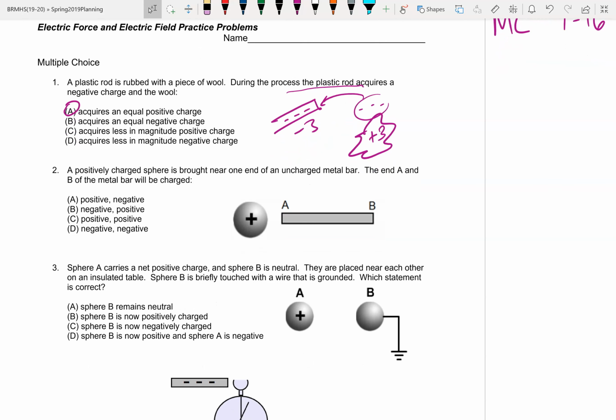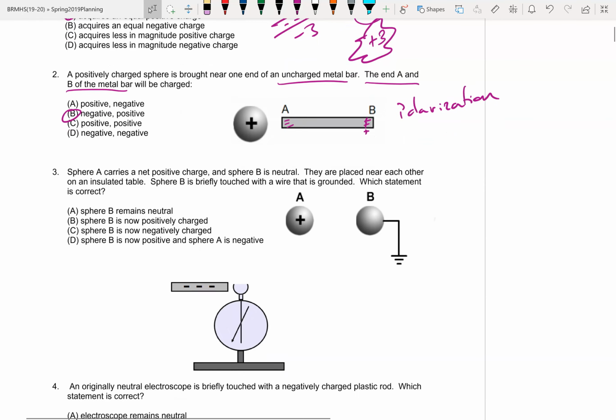A positively charged sphere is brought near one end of an uncharged metal bar, so it's neutral. The end A and B of the metal bar will become charged negatively over at the A side and positively over at the B side. This is an example of polarization, which we had a short video about. We don't need to touch that metal bar, just use the positively charged sphere brought close to polarize the bar. So it brings the electrons that are free to move inside the metal bar towards the A side. So end A becomes negative, and end B will become positively charged. The whole thing is still neutral, though.